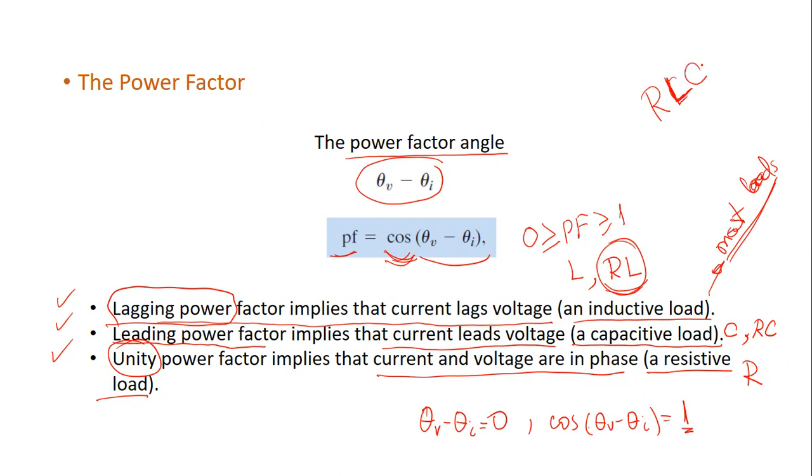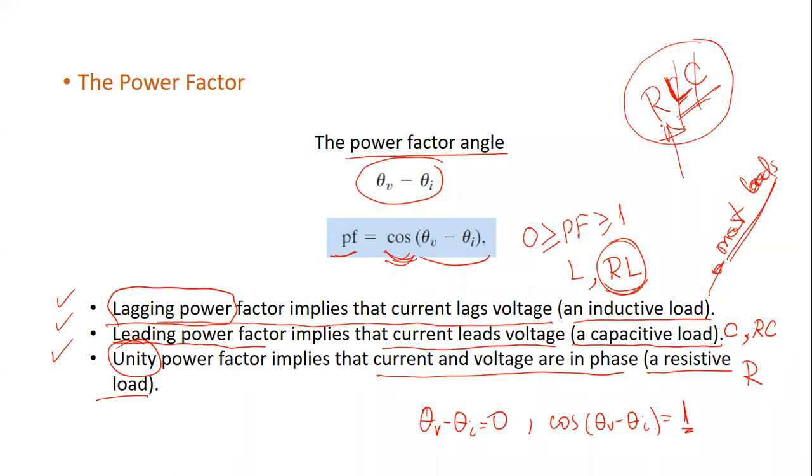RLC circuits, in which L and C cancel each other, because the inductor and the capacitor behavior in the RLC circuits are opposite to each other in terms of lagging and leading. So if they cancel their effects, although the circuit will be an RLC circuit, it will behave as a pure R circuit. So this is called the resonant circuits.